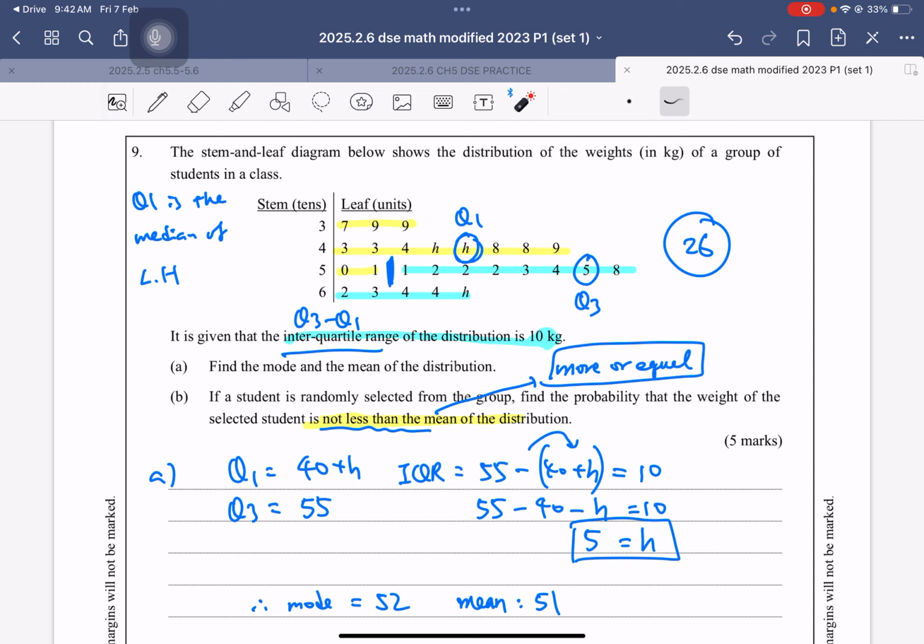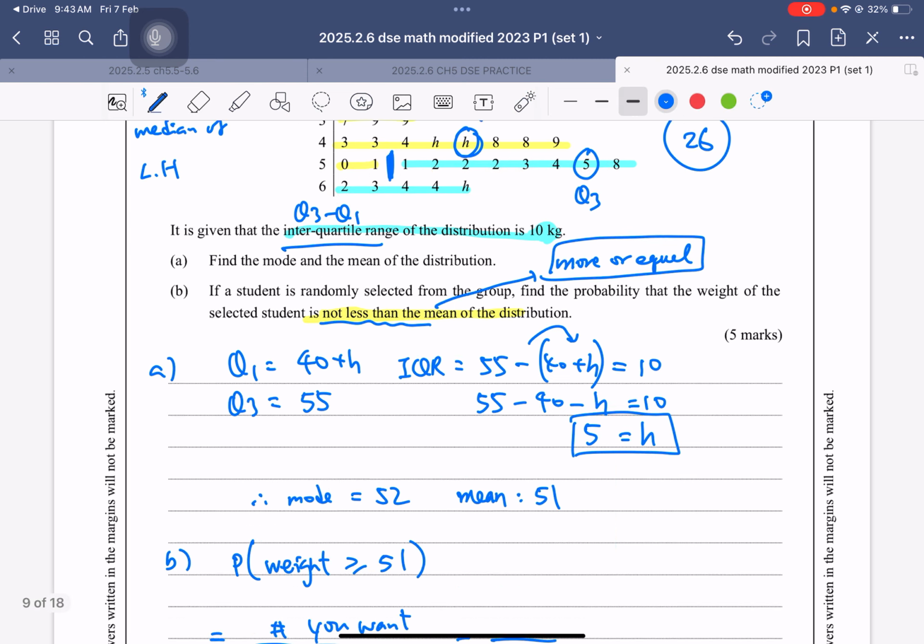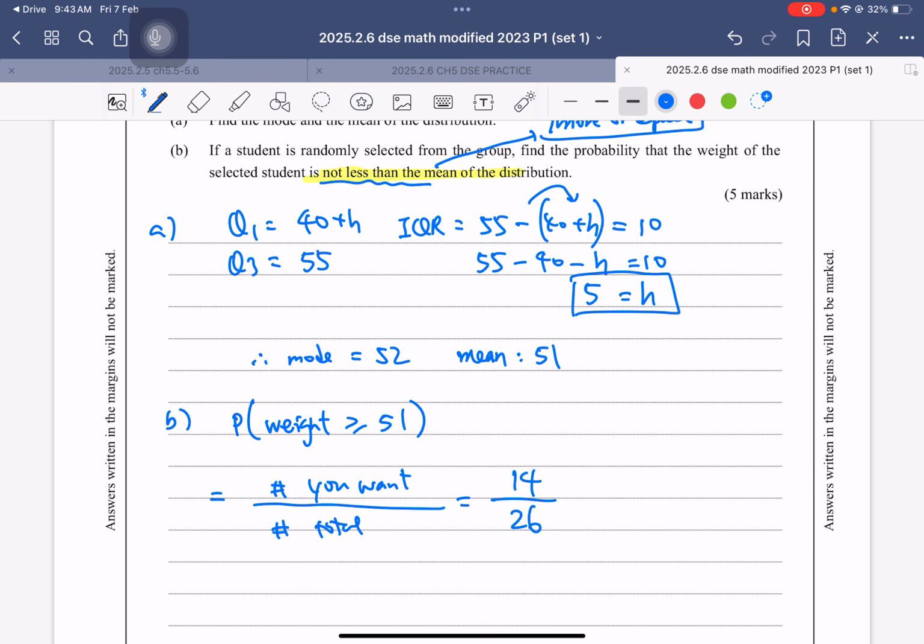How many numbers are there greater than 51? Just 13? Greater or equal to? 14. Greater or equal to 51. So 51 is here, isn't it? Well, 1, 2, 3, 4, 5, 6, 7, 8, 9, 10, 11, 12, 13, and 14. So we actually have 14 numbers greater than or equal to the mean. So the answer should be 7 over 13. Remember to simplify your answer. Okay, so now I have finished the A1 topic.